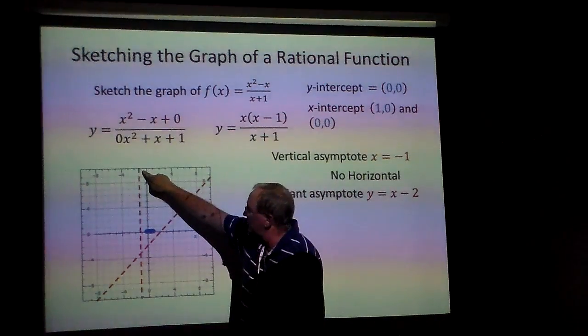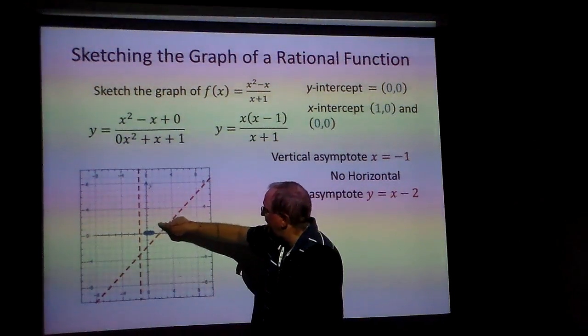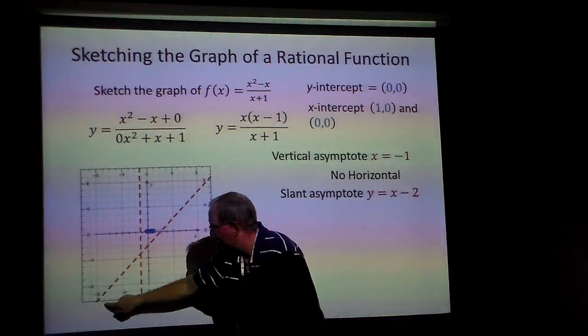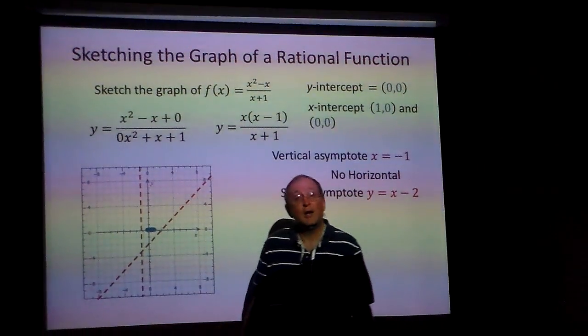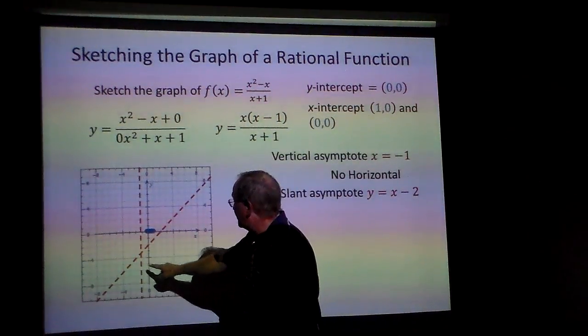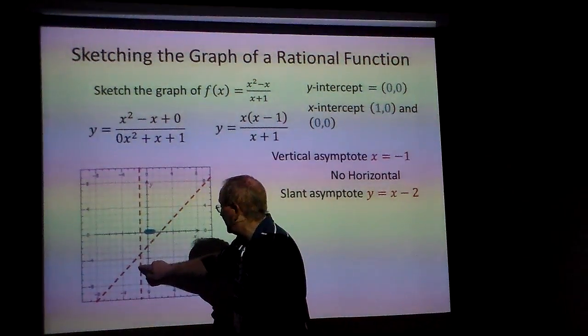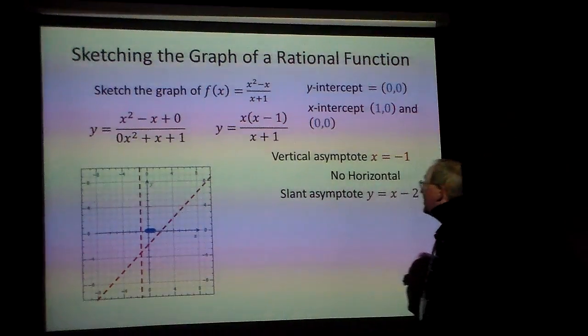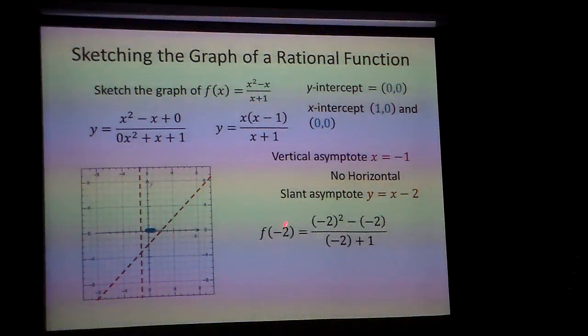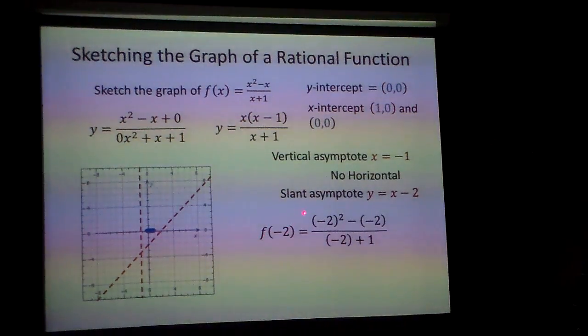I know I'm going to go down like this here and curve back along this line, but I don't know whether the other one is like this or whether it's like that. How can I find out? Choose a point left of this vertical asymptote at negative 1. What would be the easiest value to choose smaller than negative 1? Negative 2. Plug it in.